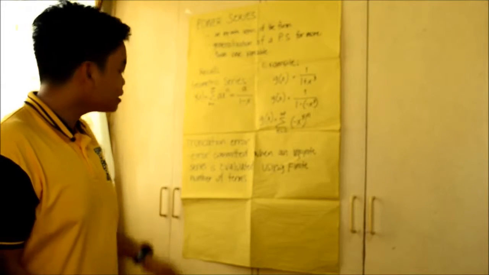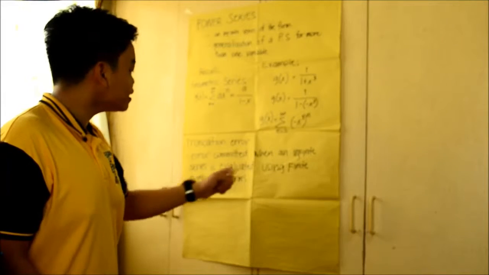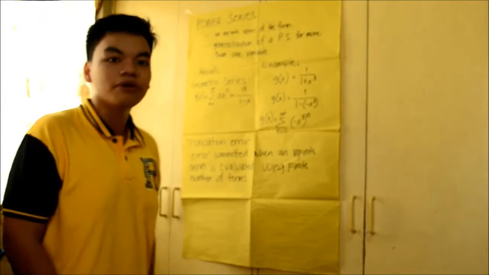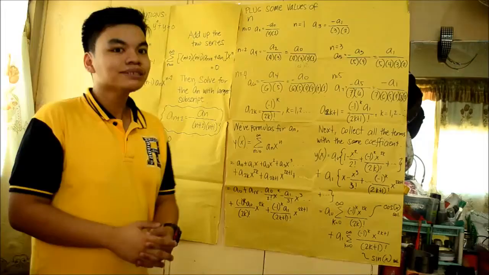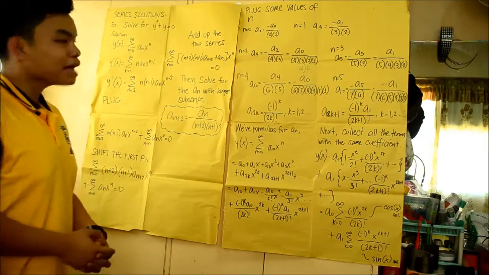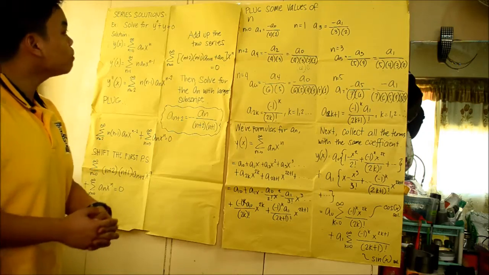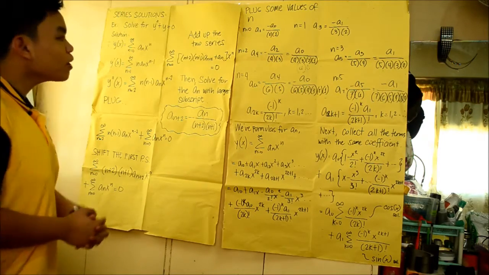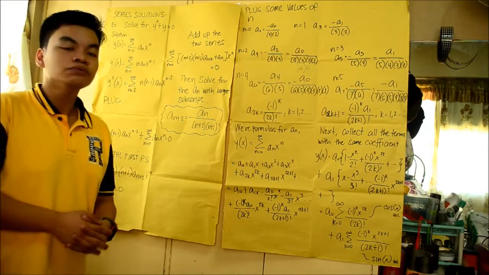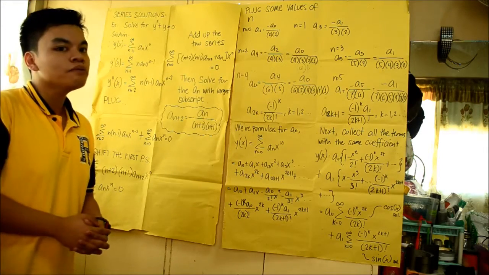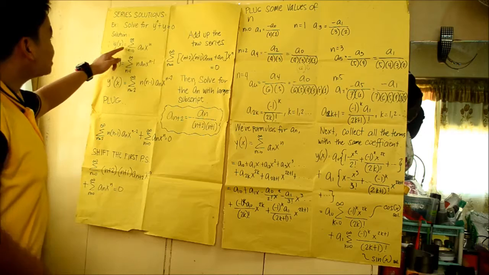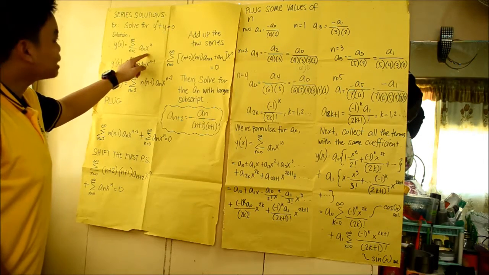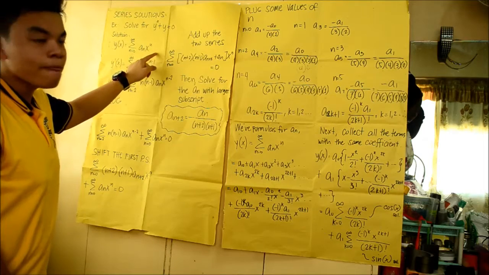Truncation error is an error committed when an infinite series is evaluated using a finite number of terms. This time, we have series solutions. Example, solve for y double prime plus y is equal to 0. The solution for that is we will be using a geometric series formula, wherein y of x is equal to the summation, n equals 0, a sub n times x raised to n.